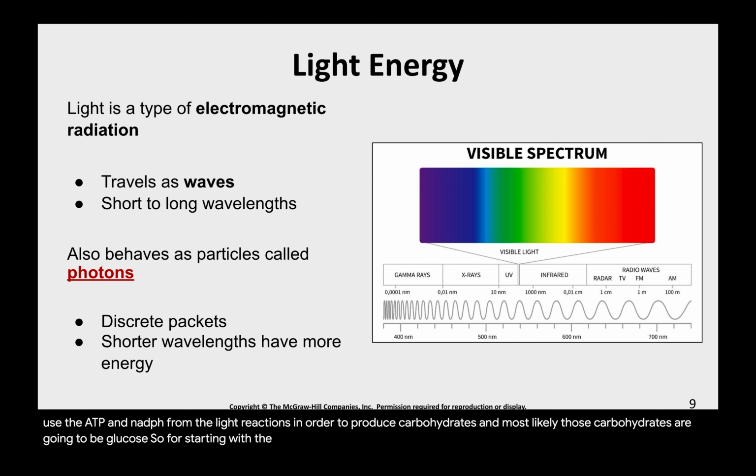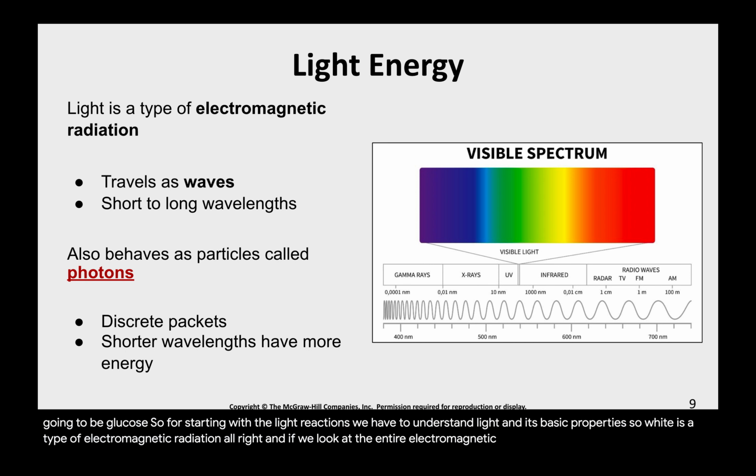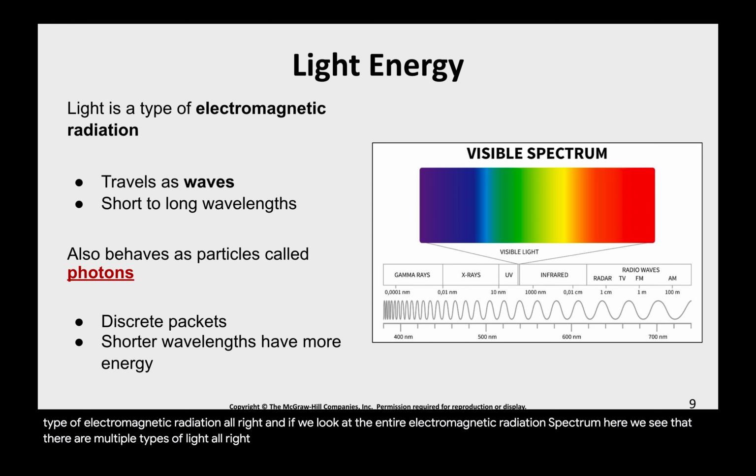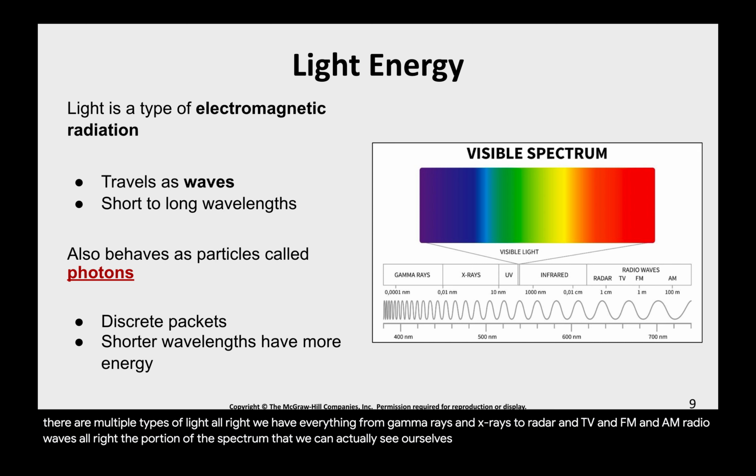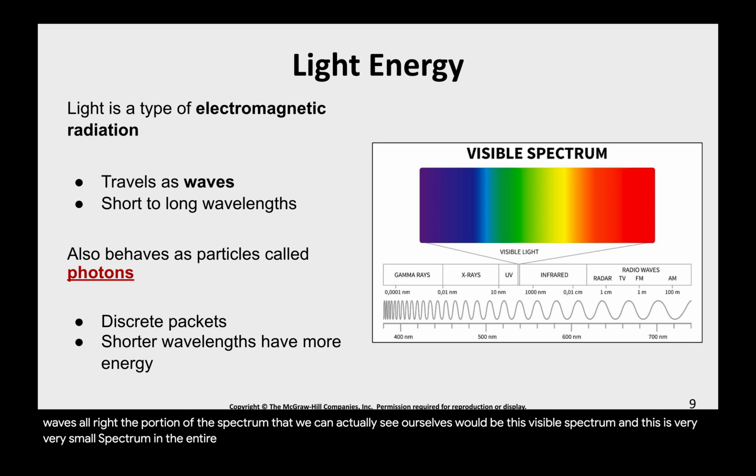So if we're starting with the light reactions, we have to understand light and its basic properties. Light is a type of electromagnetic radiation, right? If we look at the entire electromagnetic radiation spectrum here, we see that there are multiple types of light, from gamma rays and X-rays to radar and TV and FM and AM radio waves. The portion of this spectrum that we can actually see ourselves is the visible spectrum, and it's a very, very small part of the entire range of electromagnetic radiation.